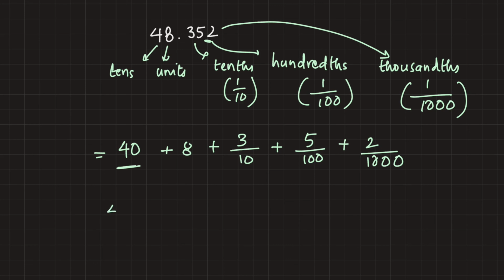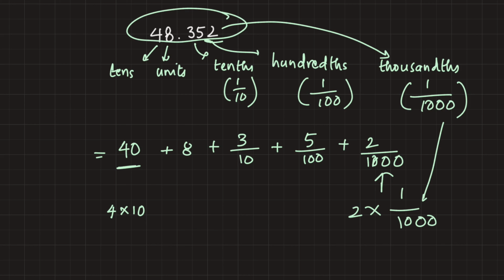We just took the digit 4 and multiplied it with its place value which is 10. So how did we get 2 by 1000? We took the digit that is 2 and we multiplied it with its place value that is 1 by 1000 to end up getting 2 by 1000. And we would read this number as 48.352. So that is how we read decimal numbers.